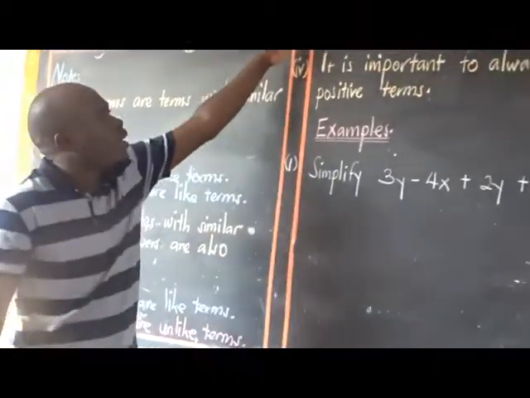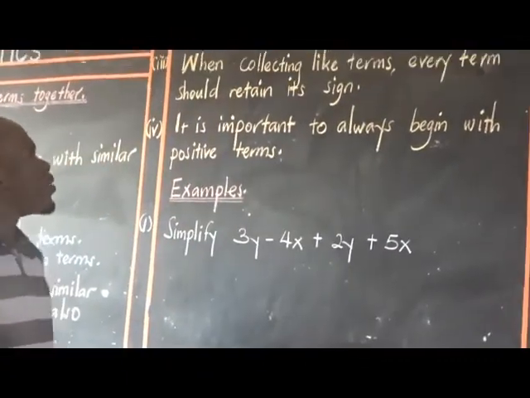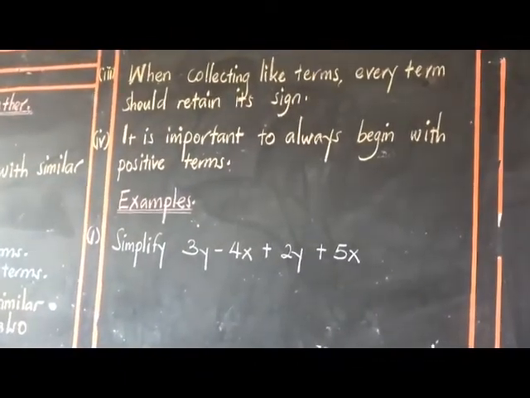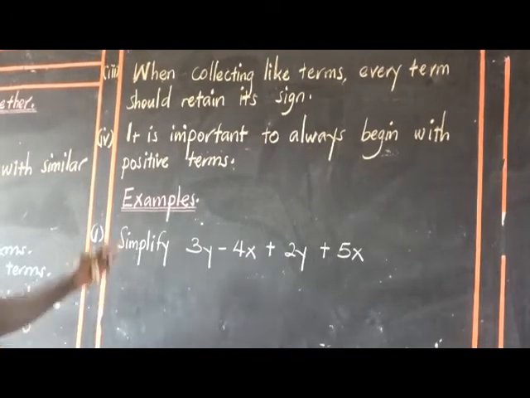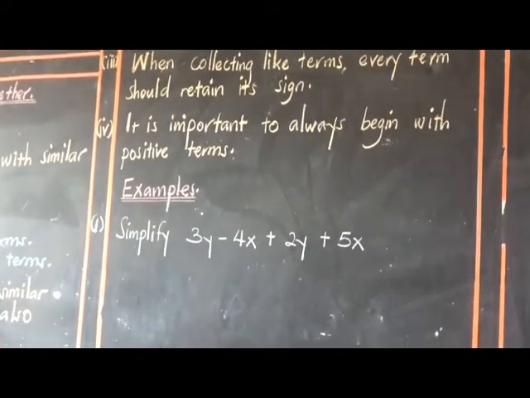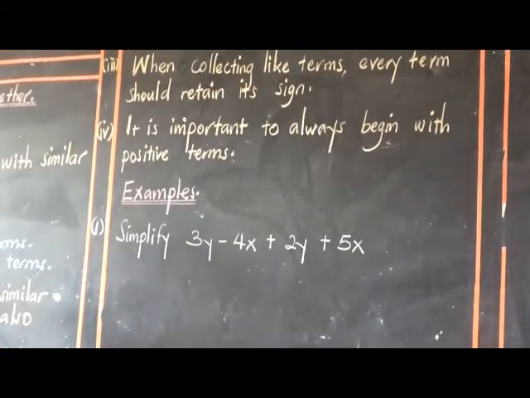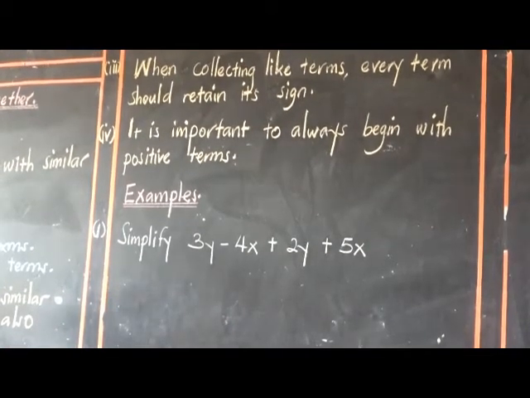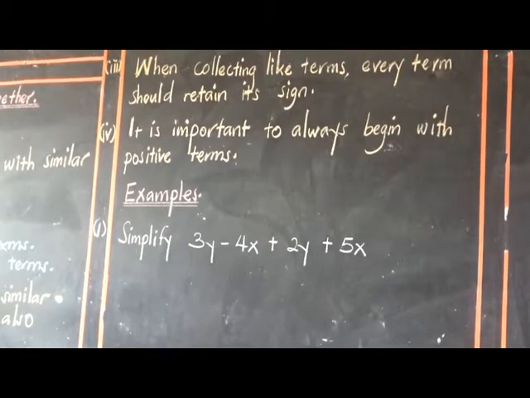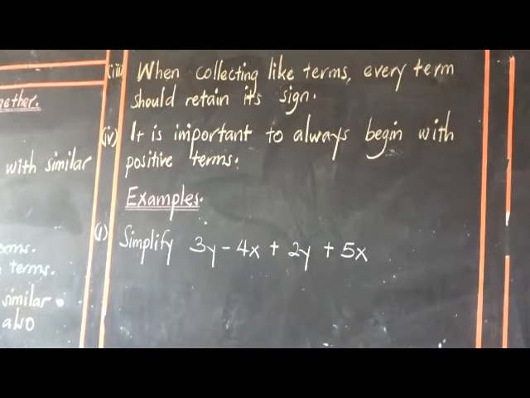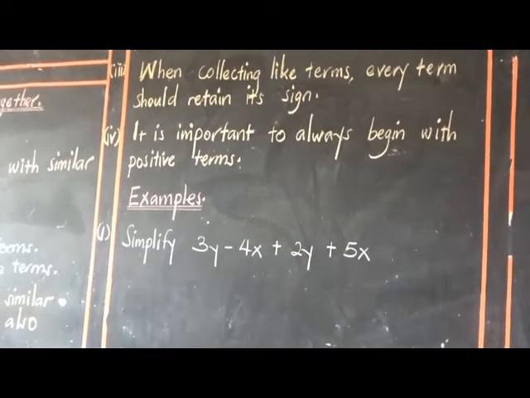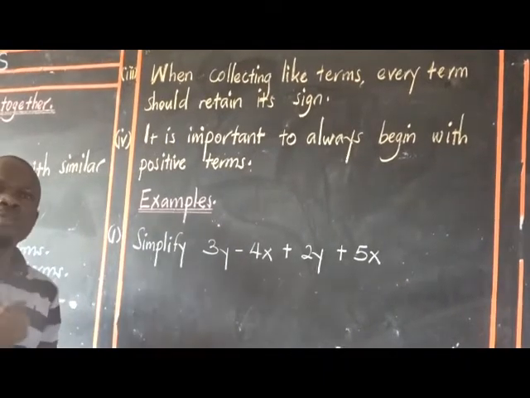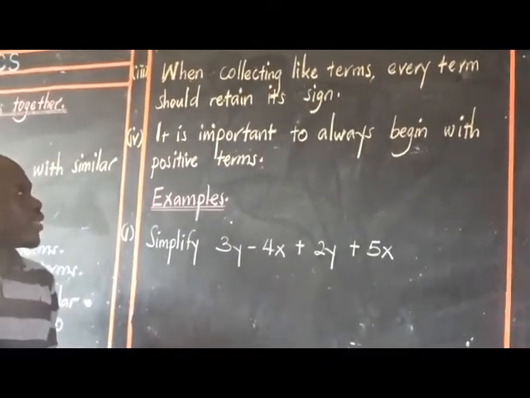We also say that when collecting like terms, every term should retain its sign. It is important to know that when you're collecting terms, every term should have its sign retained. If it is a positive integer, it should remain a positive integer. If it's a negative integer, it should remain a negative integer. Bear in mind that the sign of the term is the sign before it, not after it.